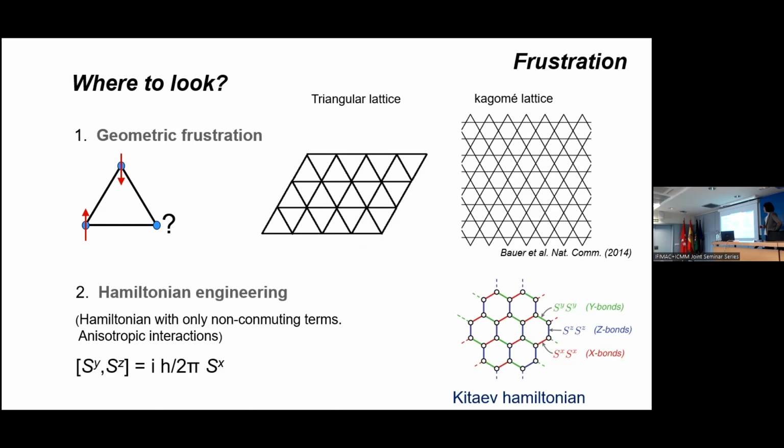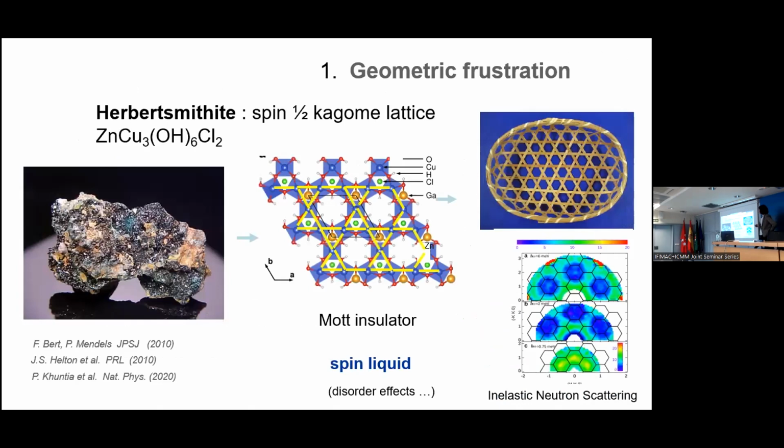So let me go a little bit step by step. First of all, realizations of these lattices. For the geometric frustration, we have, for instance, here, a material. This is just a mineral that was a very boring mineral. But when one looks at the crystal structure, it's basically a layered crystal structure of Kagome lattices, where at the Kagome corners we have coppers, and here copper is spin 1/2. So it's a Mott insulator, which is realizing a spin 1/2 Kagome lattice, and this system indeed doesn't order at very low temperatures. And it has been discussed a lot whether this is a manifestation of a spin liquid.